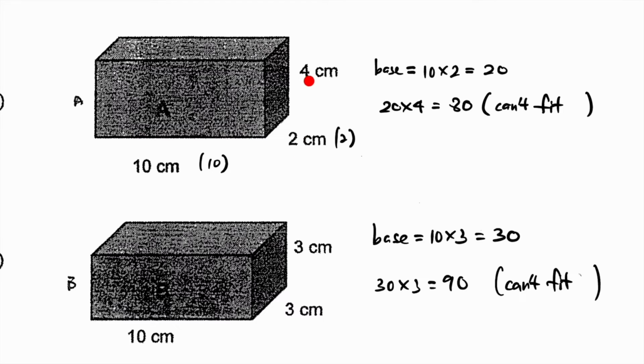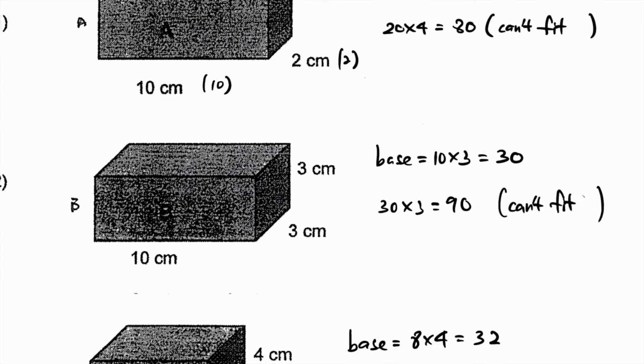Well, we want 100. So look at the base area. It is 10 times 2, that's 20. So for 100, we will times 5 for the height, you agree? But the maximum here is 80, so you can't even fit 100. So number 1 is out.